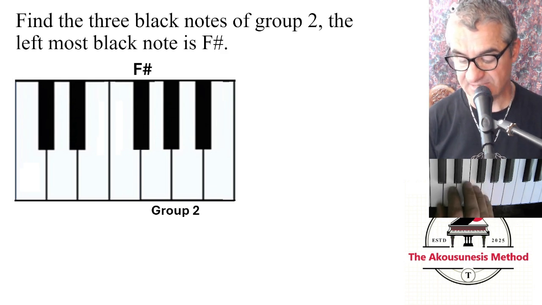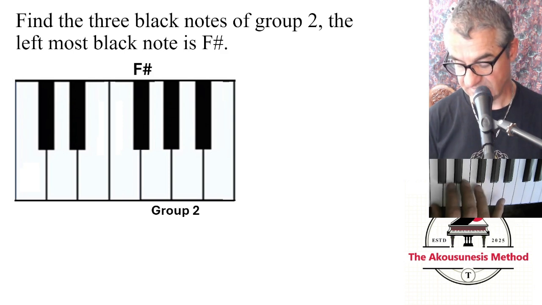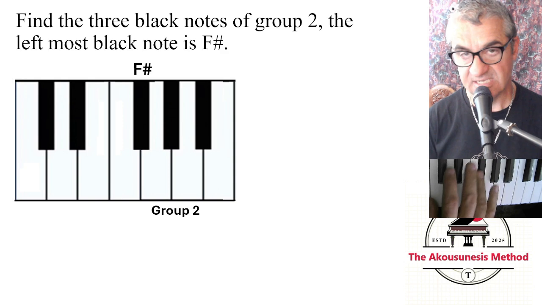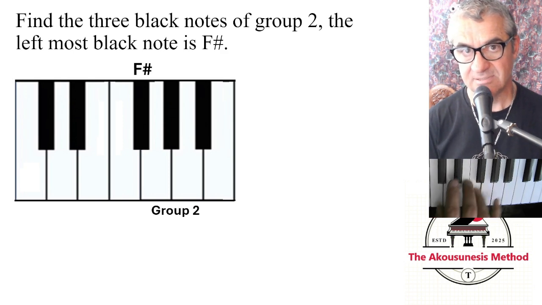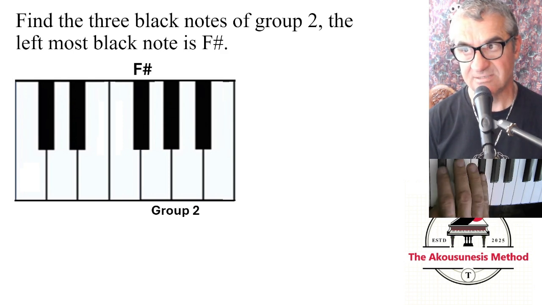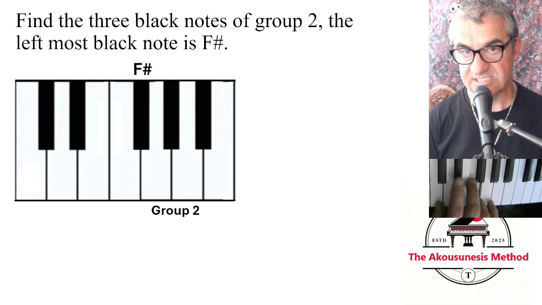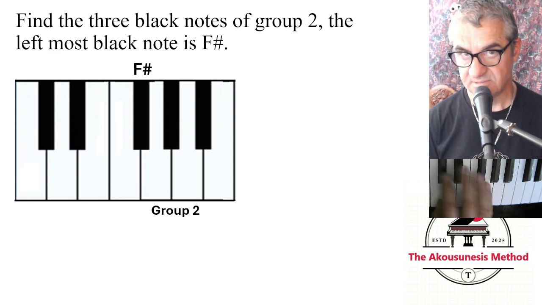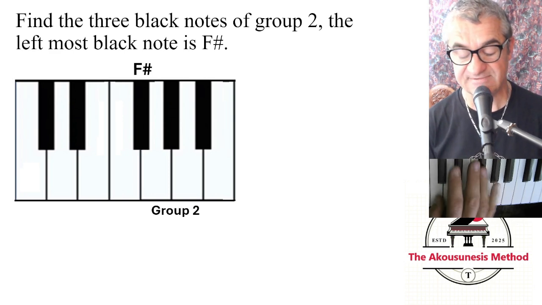Now, we can get to F sharp 2 ways. The index finger, the ring finger can just go up, slide up, or the pinky can just go down. So we can get to that 2 ways. There's F sharp, okay?